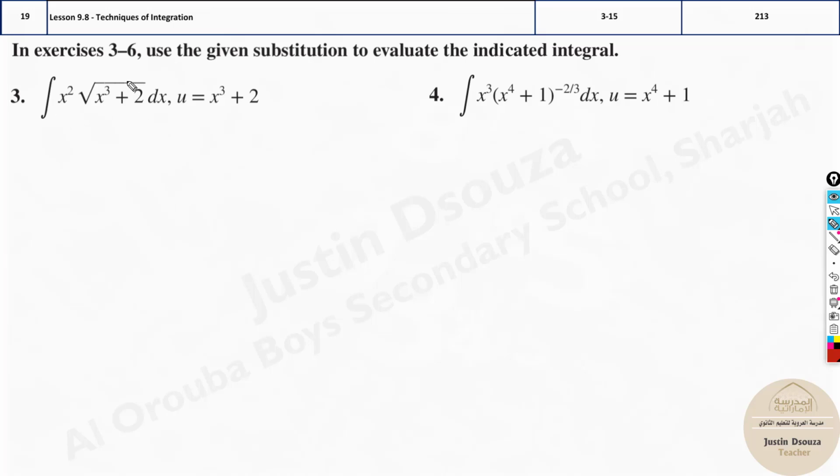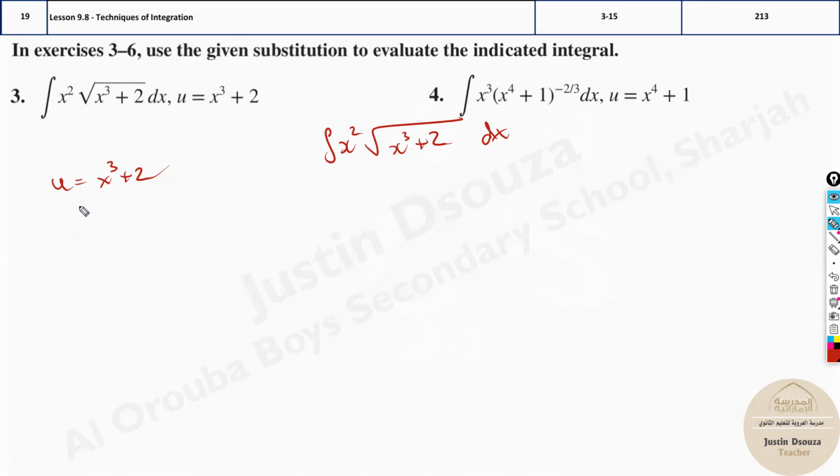Now this is the given question. Let me write it out over here. It's the integral of x squared times the square root of x cubed plus 2, dx. The dx is very important because you're integrating with respect to x. Now what is u? If you consider u to be x cubed plus 2, generally with a square root, whatever is the term inside the square root, we take it as u.